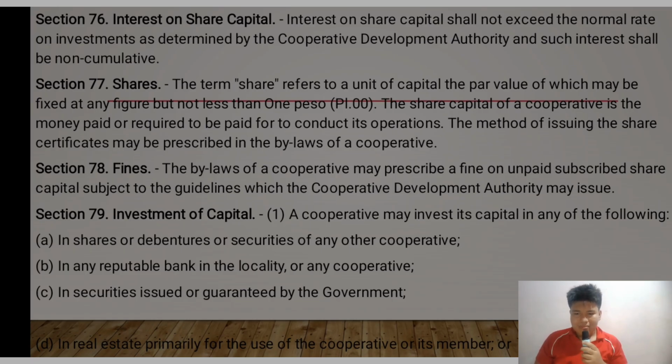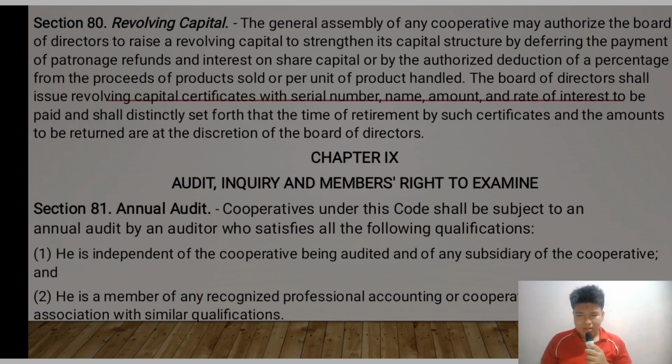Section 79. This section outlines the permitted investment options for cooperative capital, including shares, debentures, and securities of other cooperatives, reputable banks, government securities, and real estate for cooperative or member use. Section 80. This section describes the revolving capital mechanism, allowing cooperatives to defer patronage funds and interest on share capital to strengthen their capital source.